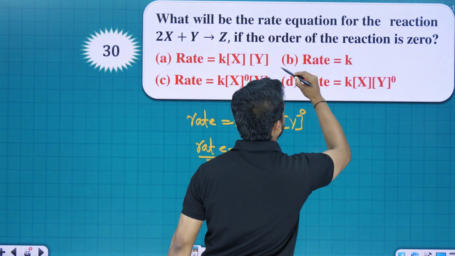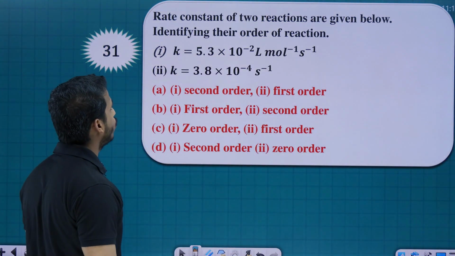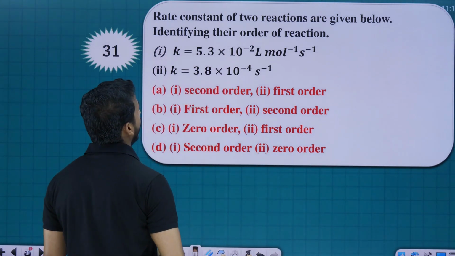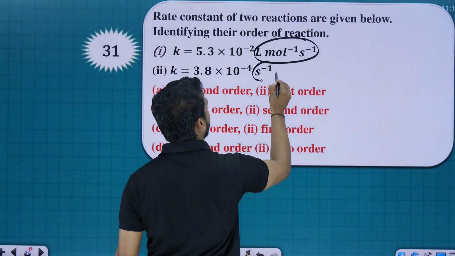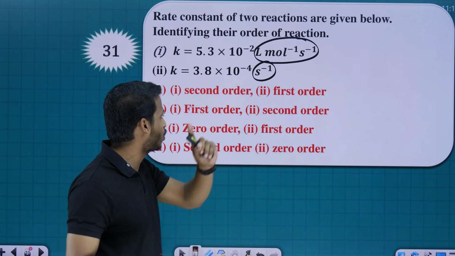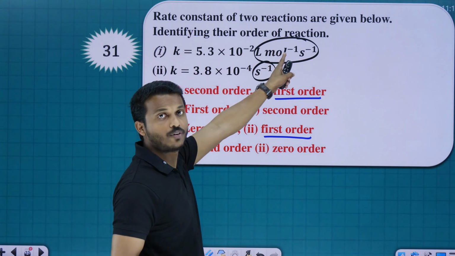Rate is equal to just k. Next one. Rate constants of two reactions are given below. Yes, the rate is given to you here. What is the order? From the unit we can say this is second inverse. Second inverse is the order for which one? First order. So the second one is first order. Ready. What about the first one?